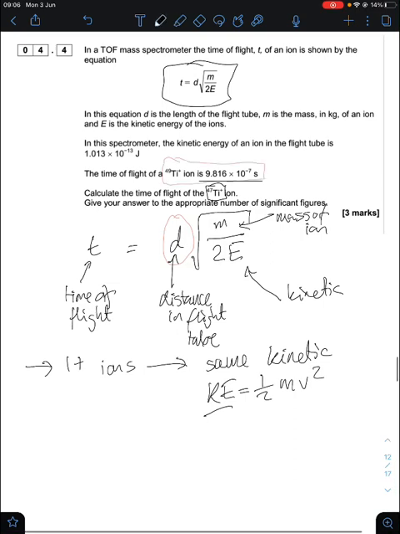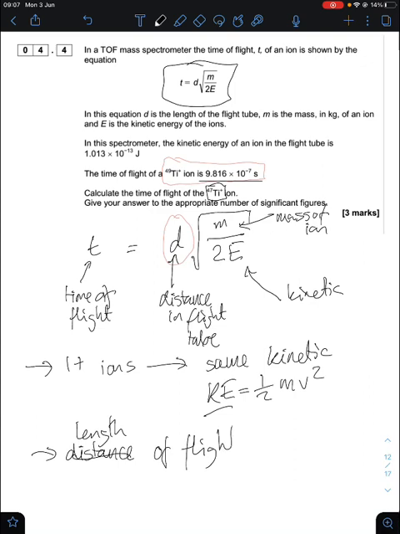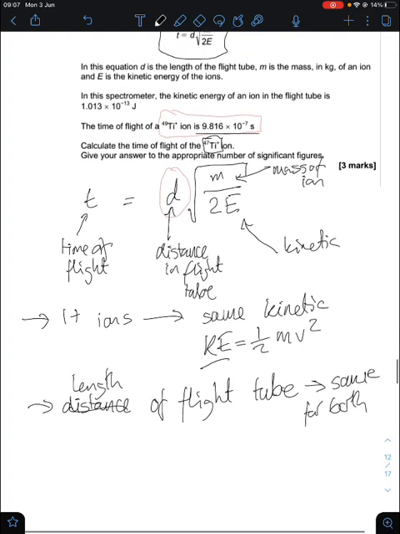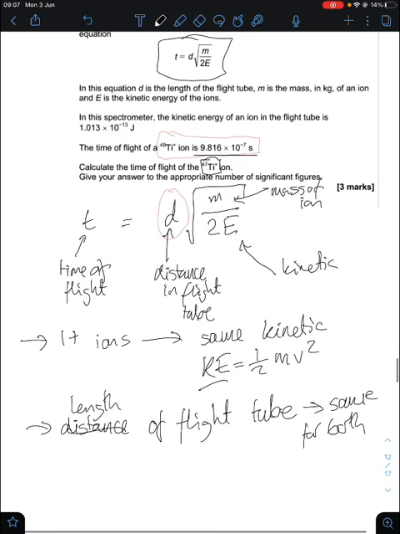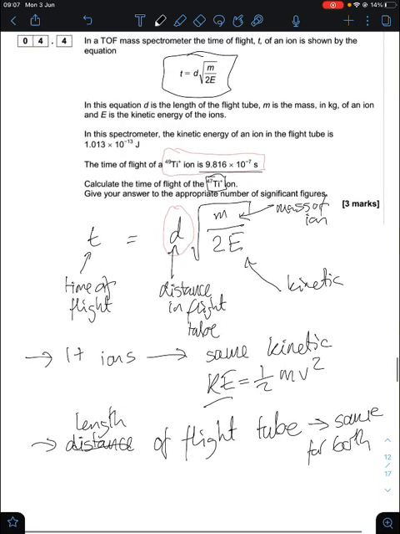Okay, so the key thing to note here is the distance down the flight tube. I've just said the kinetic energy is the same for both ions. Well, the distance of the flight tube, or the length of the flight tube, this is also the same for both ions. Okay, so if the length of the flight tube is the same, the first real key part to solving this equation is I'm going to rearrange my equation at the top for this distance.